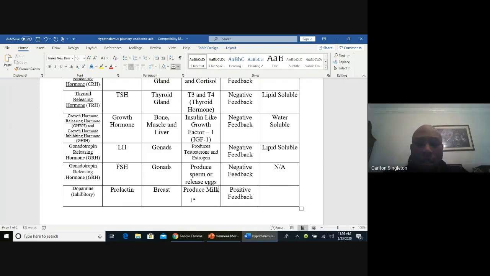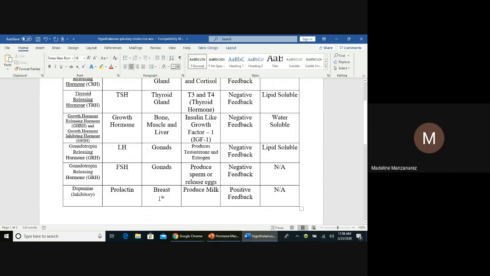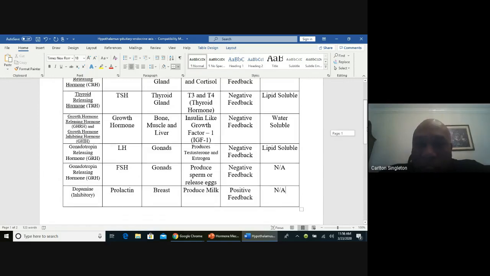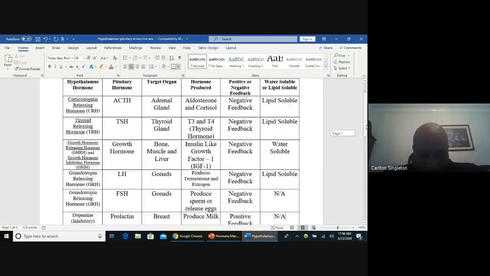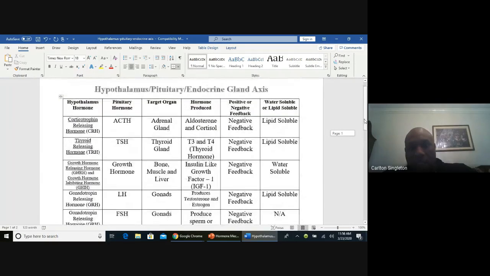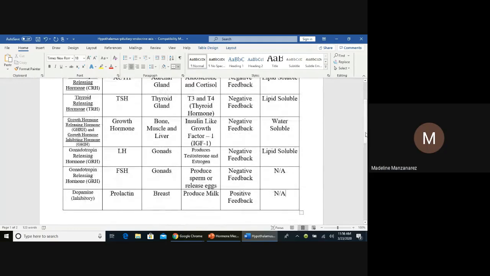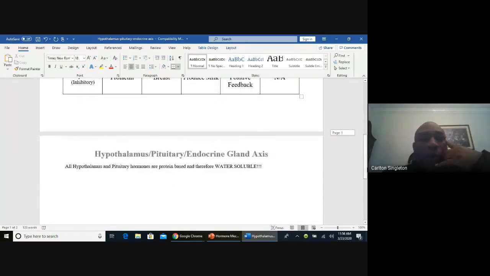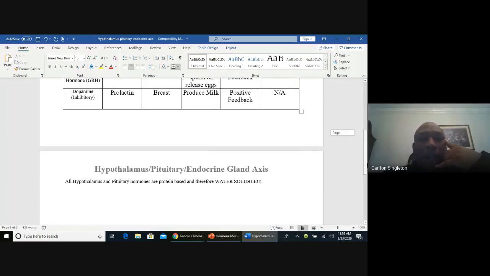It's milk. Good. Positive feedback, and then NA here as well, because there's no hormone made here in response to prolactin. We're making milk. Okay, there you go. So the key thing I want you to take away from this is that there's only two positive feedback hormones you have to know. One's prolactin, the other one's oxytocin. That's the posterior pituitary hormone we talked about before the break.